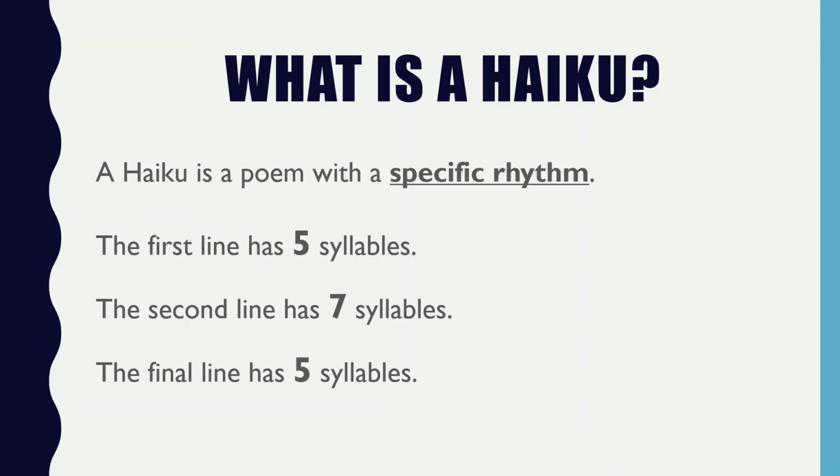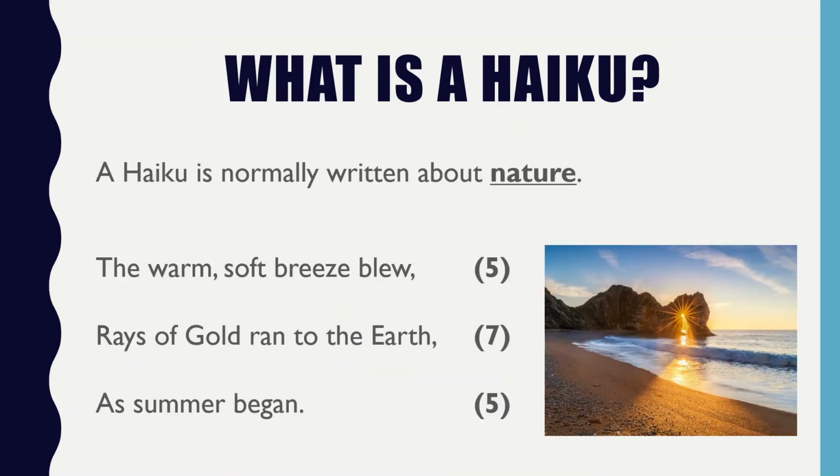What is a haiku? A haiku is a poem with a specific rhythm that came from Japan. The first line has five syllables, the second line has seven syllables, and the final line has five syllables. It always uses this rhythm and is always just three lines long. Usually, a haiku is written about nature.